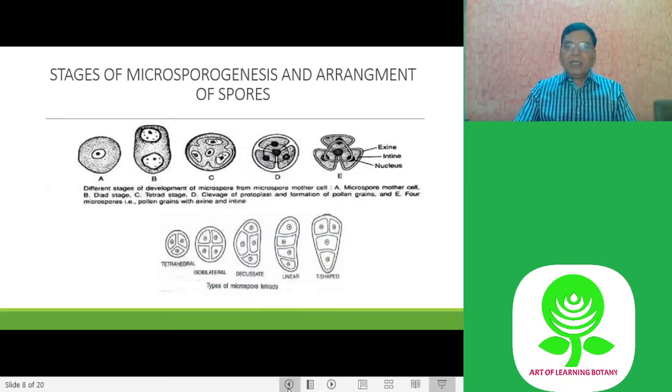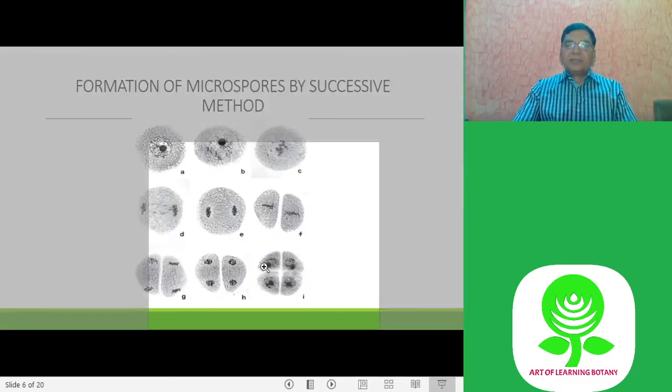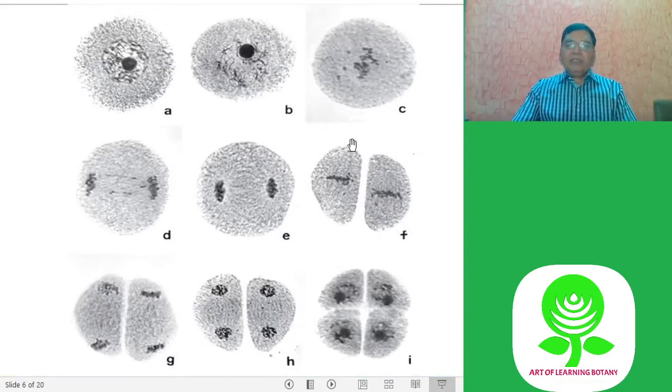I am going back again. So this is the division. You see here, first there are two cells after the first cytokinesis. Then there is nuclear division, then this is the second cytokinesis. So at the end of meiosis 2, you'll find 4 cells. At the end of meiosis 1, you'll find the other division. So it is called simultaneous type. Sorry, this is called successive type because one happens after the other.